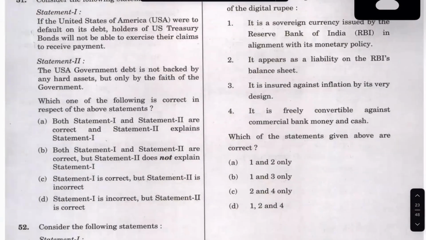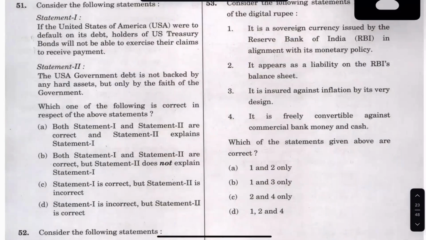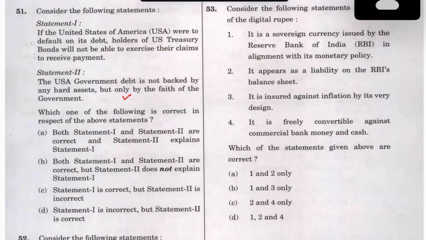Next question is this question. US government debt is not backed by, this is true, but only by the faith of the government. This is true. If the United States were to default on its debt, holders of US Treasury bonds will not be able to exercise their claims to receive payment. This is a dicey statement because Treasury bonds can be held by different countries. You can default, but you will have to pay somehow. So China, India, people will have to, you have to pay.